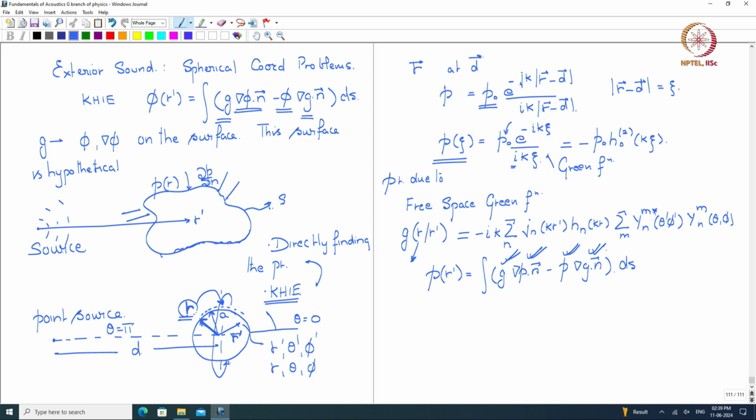Okay. So now if I am going to move on a sphere, then this del g dot n ends up as del g by del r. Why? Because we are interested in the interior sound now.